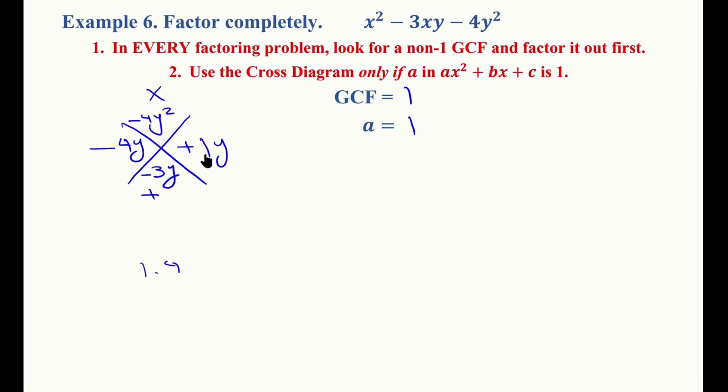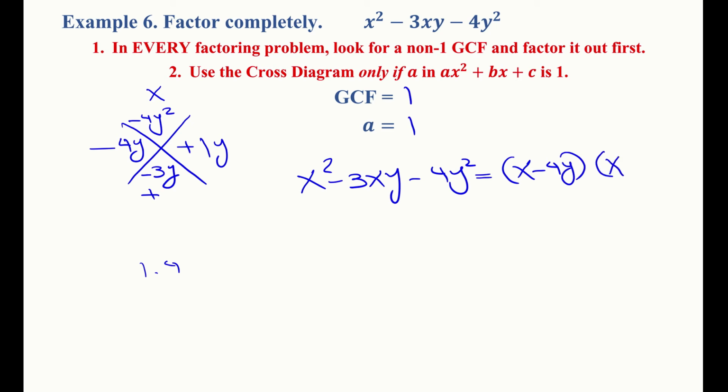Now notice, look, multiply them, what do you get? You get negative 4y squared. Add them, what do you get? Negative 3y. So we have the factorization. So x squared minus 3xy minus 4y squared can be factored as x minus 4y times x plus, we don't need to write the 1, we just write x plus y.